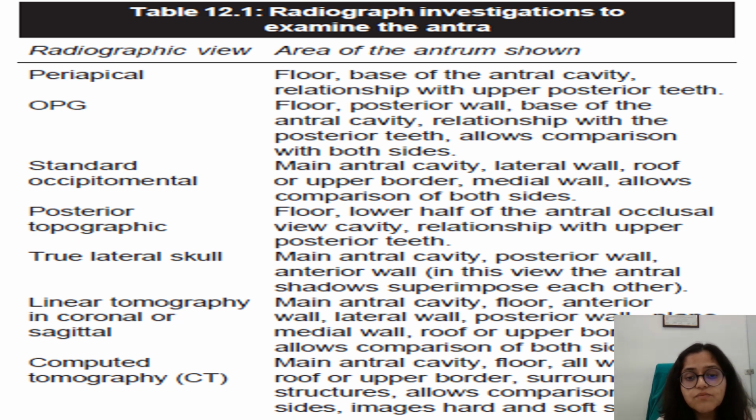A true lateral skull view will show you the main antral cavity, posterior wall, and anterior wall. Linear tomography in coronal and sagittal planes will show you the main antral cavity, floor, anterior and posterior walls, medial wall, and roof or upper borders. Then if you talk about CT, it shows the main antral cavity, floor, and various walls.